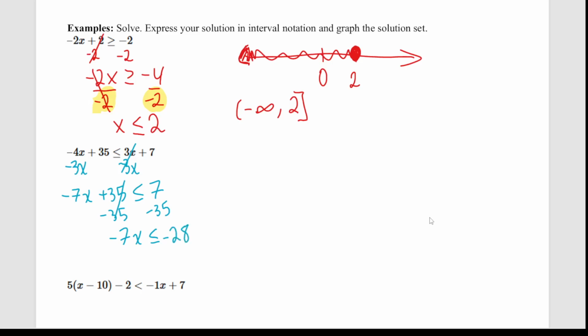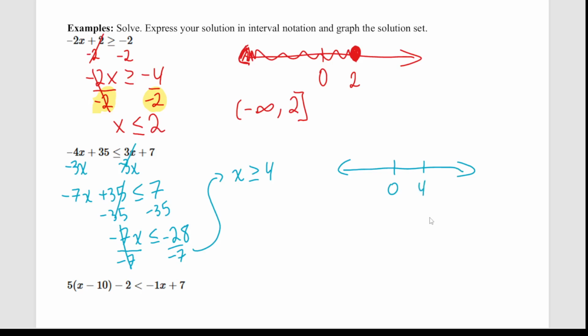And as a last step, again, my goal is to get x by itself, so I divide both sides by negative 7. Negative 7 divided by negative 7 is 1. And I am left with x is now greater than or equal to positive 4 because I had divided by a negative. If I'm going to graph that, I'm going to put a reference point at 0.